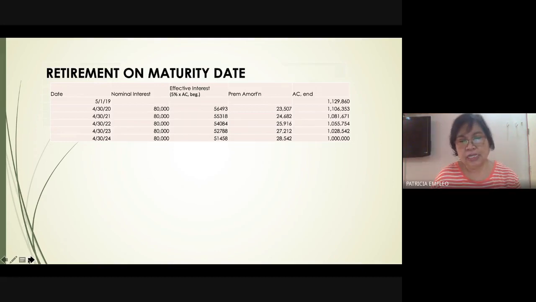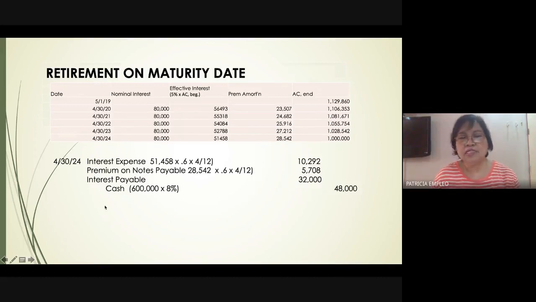So how do we do that now? Okay, so we debit interest expense, that is 51,458 times 0.6 times 4/12 based on this. Debit premium on bonds payable, same computation, that is the last 4 months of 28,542 based only on 600,000 bonds still outstanding, or you just deduct the previous amount we recorded last December 31, 2023.